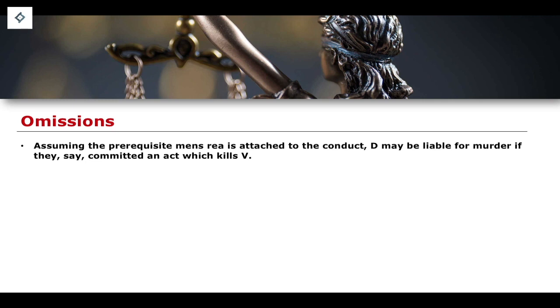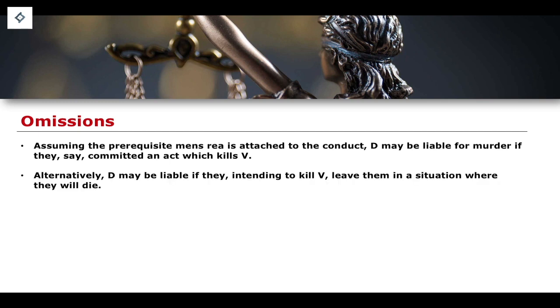Assuming that there is the prerequisite mens rea, of course, attached to these conducts, which is what we are doing for all of these lessons on actus reus. We're just going to assume that we can show mens rea and that there are no defences for the time being while we talk about the acts themselves. A defendant may be liable for murder if they, say, committed an act which kills the victim. Alternatively, they may be liable if they, intending to kill the victim, leave them in a situation where they will die. So there has to be a certain situation where an individual may die.